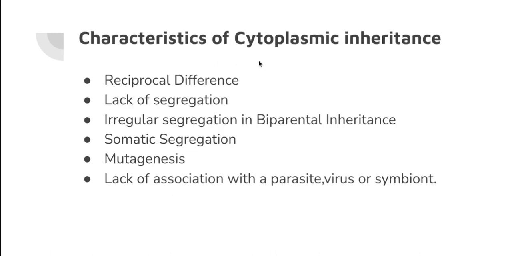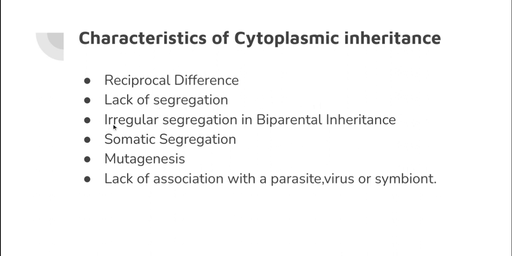Now, what are the different characteristics of cytoplasmic inheritance? The first one is the reciprocal difference. What does this mean? If the characters are governed by plasma genes, then the ratio which we observe in the F1 or F2 generation is different from that of the Mendelian inheritance pattern. So if we do the reciprocal cross here, we get a difference. The second one is lack of segregation. We see that only one character from a parent is inherited, so there is a lack of segregation.